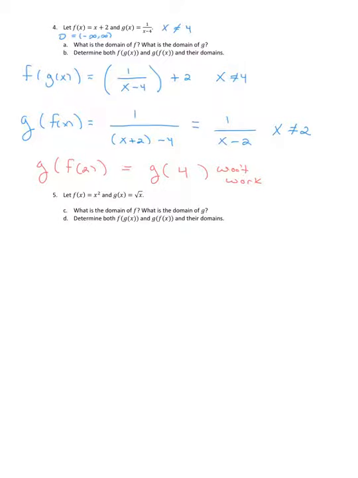For the last one, question number 5, again, what's the domain of f and g? The domain of f is all real numbers. You can square any number you want. But the domain of g, that's everything except negative numbers. So everything from 0 to infinity. So this answers this first part. That should be an A and that should be a B. But next we want to determine both f composed with g and g composed with f and their domains.